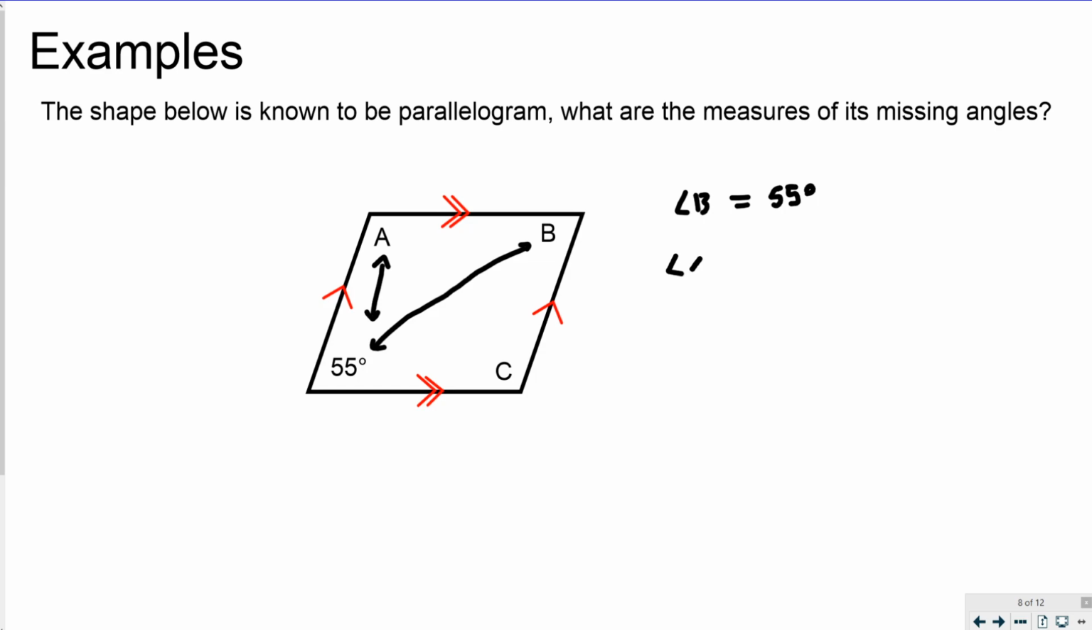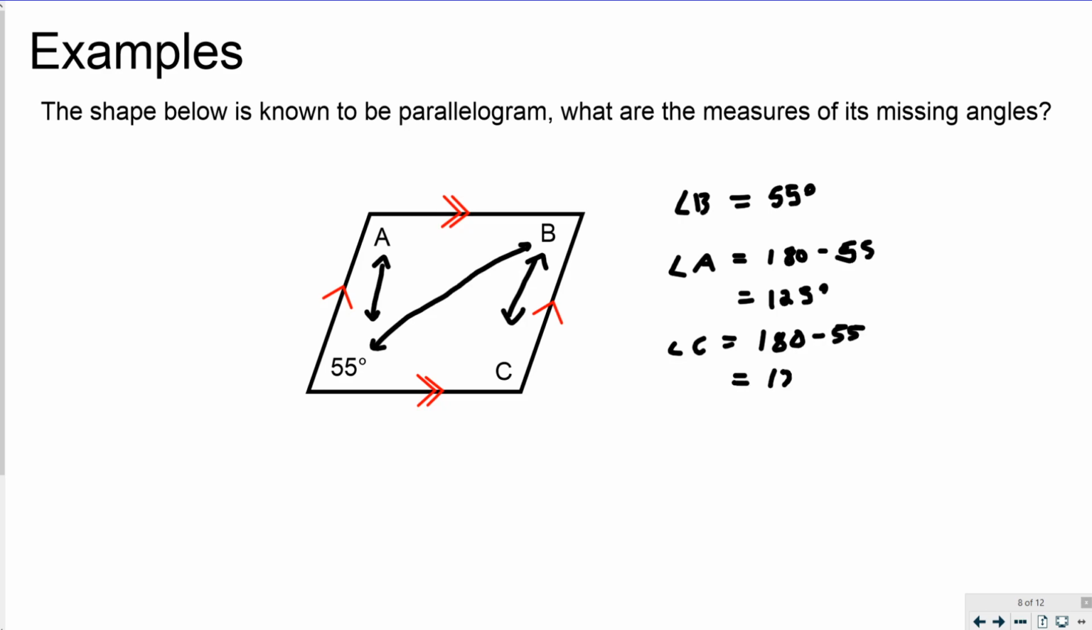So to calculate A, I could do 180 minus 55, which is 125 degrees. And then B and C are also supplementary. So angle C would be the same thing. It would be the exact same process of 180 minus 55, which leaves me with 125 degrees.